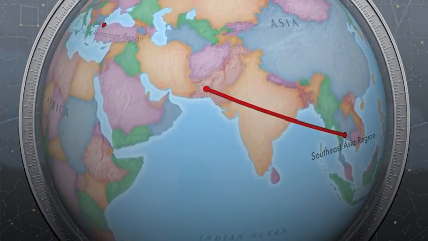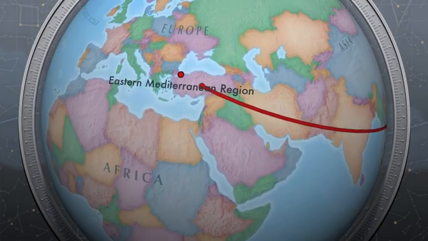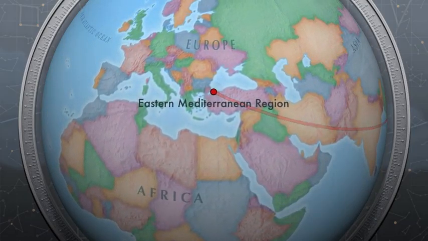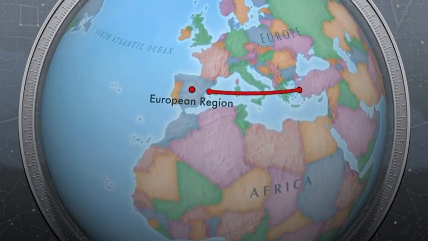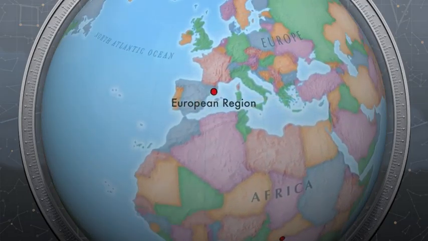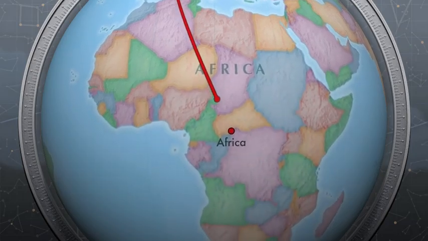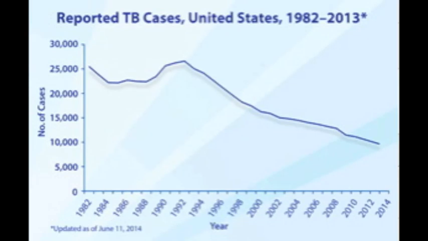The World Health Organization reports that TB occurs all over the world. It occurs most in Southeast Asia, Western Pacific region, Eastern Mediterranean region, and European region. However, Africa has the highest amount of cases. 2015 has the lowest number of TB cases reported worldwide since it was first documented.